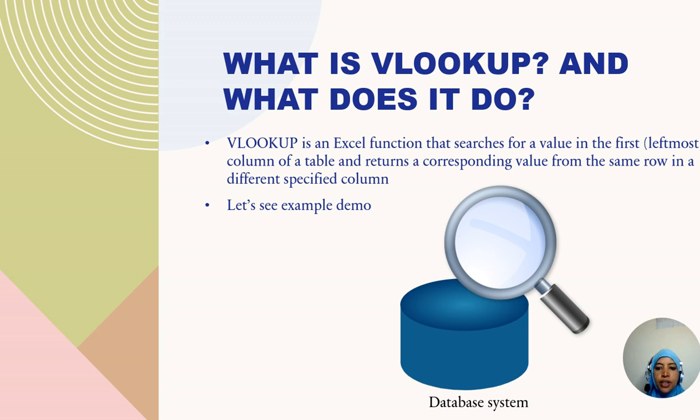Alright, so what is Vlookup and what does it do? It's a searching tool. You have a library of data and you want some information, maybe the email of a person. So using the name of the person, you search for the email. That's it. So let's go to the example.